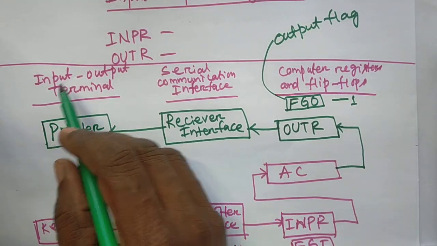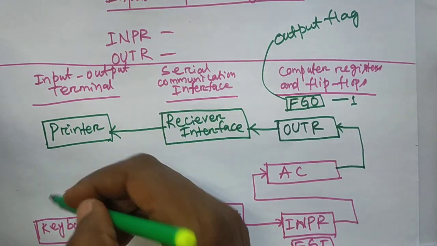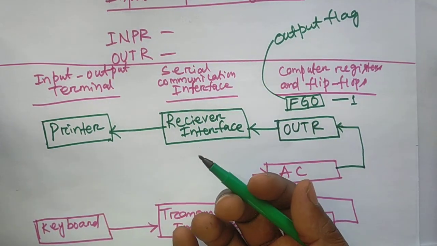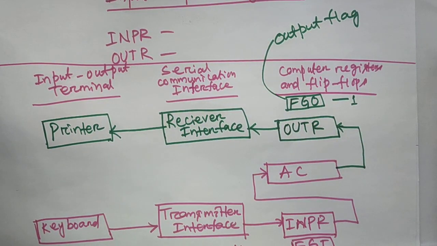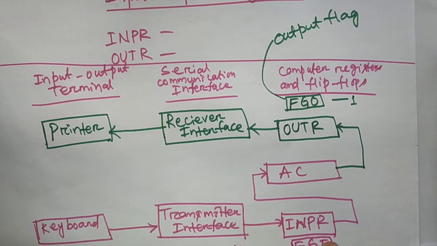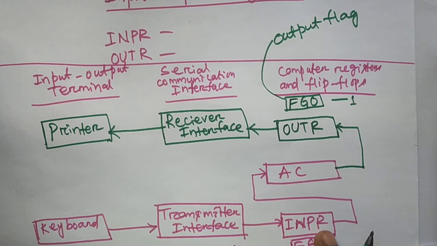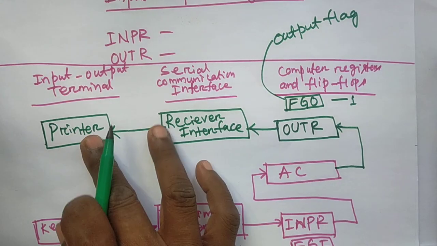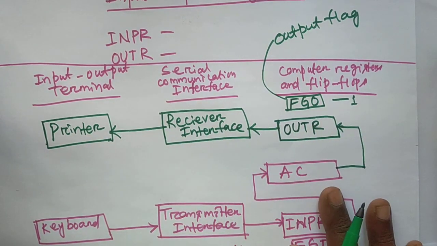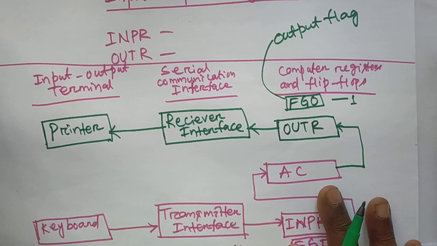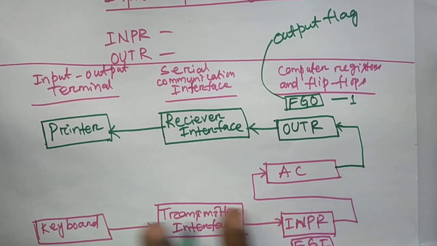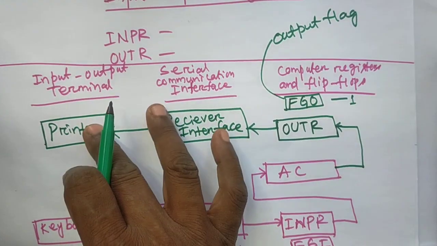So whenever we analyze this input output configuration, it has 3 parts. One part is the input output terminal. Input devices or output devices cannot receive the data directly, it is received through a certain number of corresponding registers. If we go through the keyboard, the keyboard sends the data to the input register. Similarly, the printer receives the data from the output register, not directly from the operations or the accumulator. So the first part is the input output terminal.